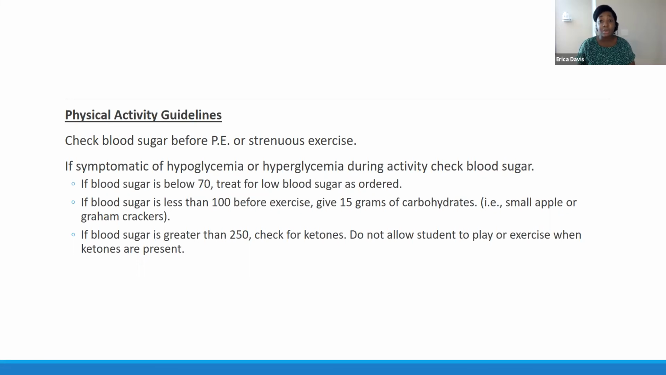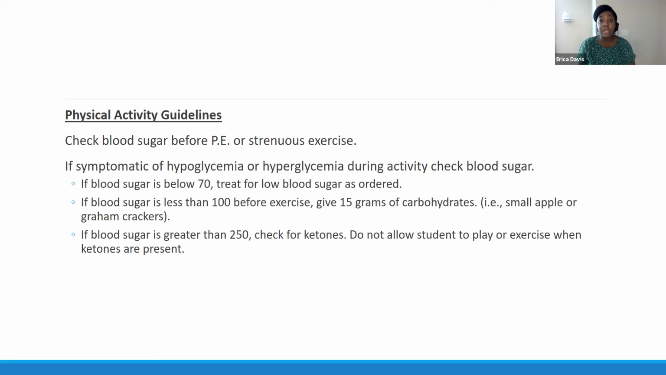If the child is symptomatic either with hypoglycemia or hyperglycemia, we encourage doing blood sugar checks during activity. But there are some specific guidelines for when that child does start physical activity, what we want their blood sugars to be, and what to do in different situations depending upon their blood sugar. So if their blood sugar is below 70, again, we want to activate that rule of 15 that's indicated in the school care plan and begin to treat for that low blood sugar prior to allowing activity to begin. If the blood sugar is less than 100 before exercise, we encourage giving a 15-gram carbohydrate snack.